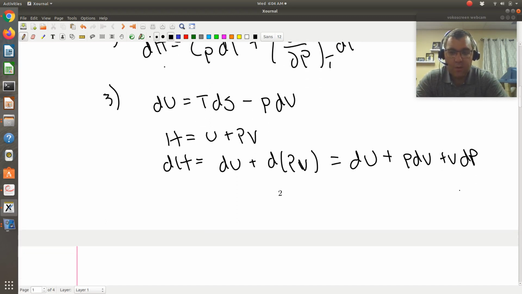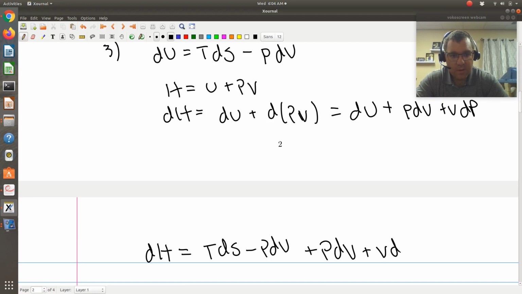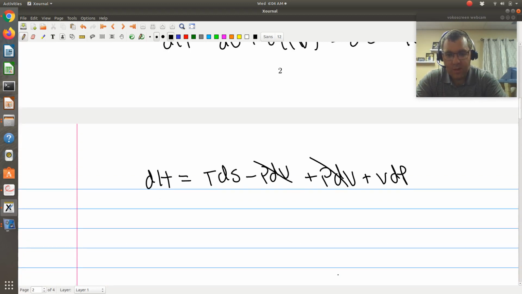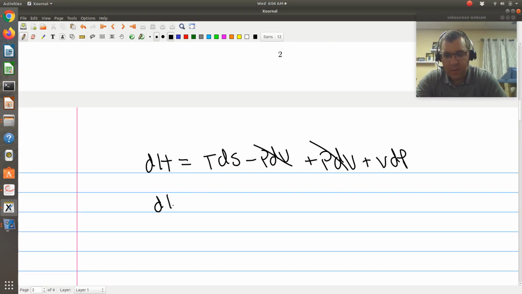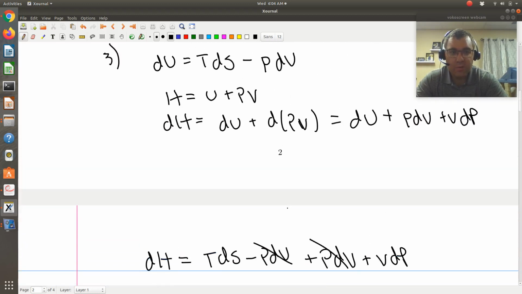Okay, so next, I plug in my expression for dU. So dH is TdS minus PdV plus PdV plus VdP. So the PdV terms cancel out, and I'm left with dH is TdS plus VdP. All right, which achieves that goal of switching the role of my conjugate variables P and V.